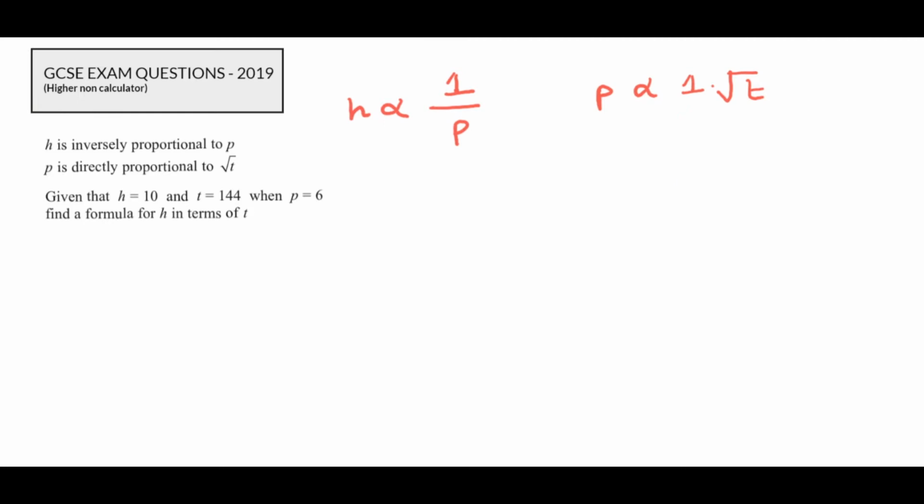Now, it says here, given that H is equal to 10, T is equal to 144, P is equal to 6. Now, what's really important is, if I put an equal sign here, and I put an equal sign here, what happens is this 1 and this 1 become two separate constants. Now, let me show you what I mean. So, let's say if I change H, instead of saying proportional, I do equal to, that's no longer going to be a 1. What that is going to be is it's going to become a constant.